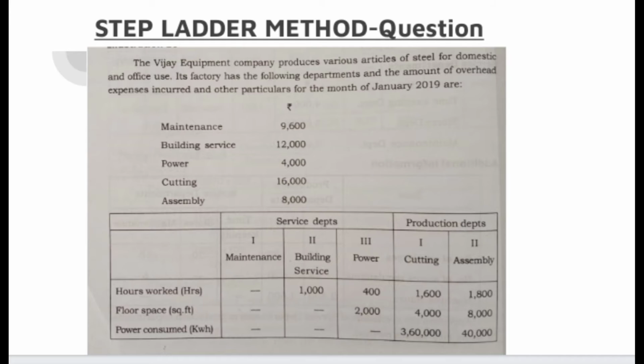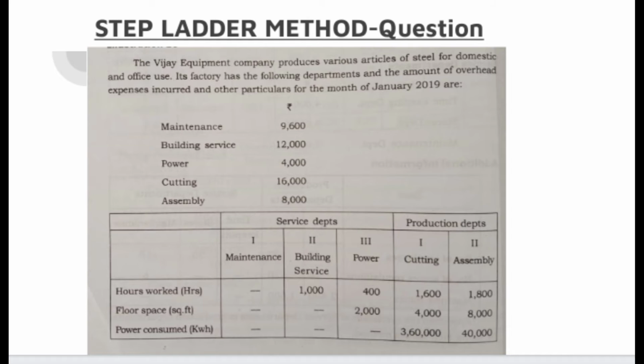Here we can see 3 service departments and 2 production departments, and the bases of reapportionment are hours worked, floor space and power consumed. Here, the first service department, maintenance, uses hours worked as its basis, the second service department, building service, uses floor space as its basis, and the third service department, power, uses power consumed as its basis. From the question itself, we can identify the most serviceable department.